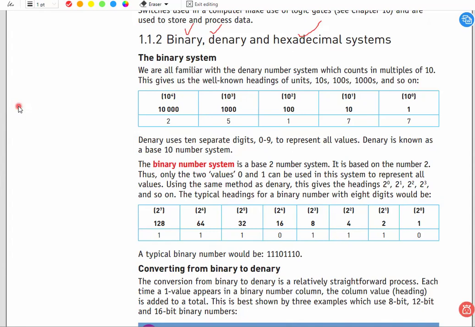So binary, we have already told you that it contains 0 and 1, but denary has a base of 10. Just like in common counting, we go from 0, 1, 2, 3, 4, up to 9 and 10, and then 11, 12, 13. This is the denary, basically the decimal system we are following. But another system is hexadecimal. It means the base of 16. So it's a very easy format for humans to understand.